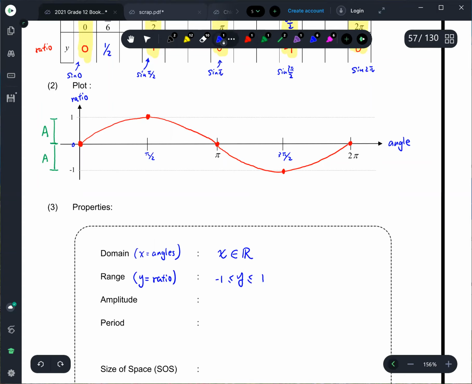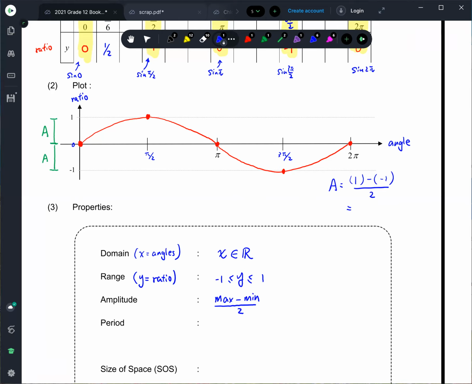There's a formula to find that. You take the highest, or maximum, minus the minimum, divided by 2. Okay, so in this example, the maximum is 1 minus the minimum, which is -1, divided by 2. Okay, so 1 minus -1 is 1 plus 1, right? That's 2. 2 divided by 2 is 1. So in this example, for sine, the amplitude is 1.